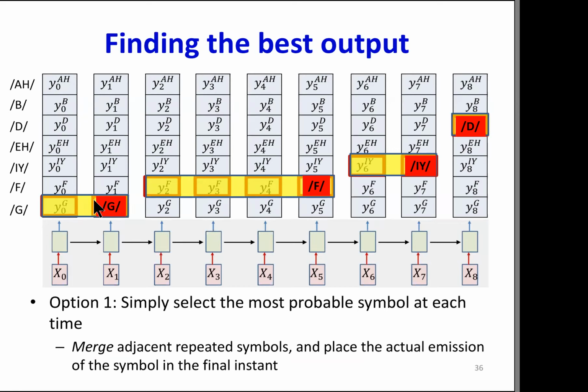So I find that these two are G. So I can assume that this entire sequence can be merged, and that at the final instant, I'm going to be outputting G. Then these are all F, so this is just one long instance of F. I'm going to be outputting an F over here. These are all E, so I output an E over here, and I output a D over here. So I just merge adjacent repeated symbols and place the actual emission on the final instant. Does anybody see a problem with this approach?